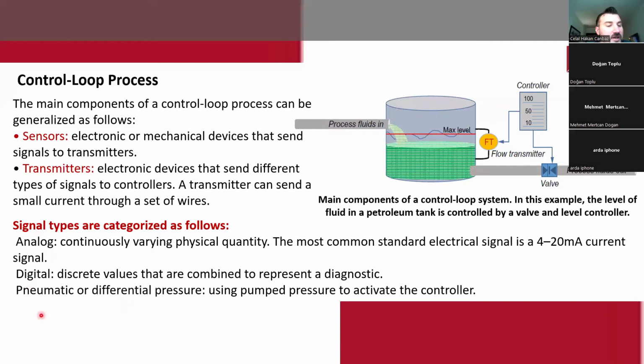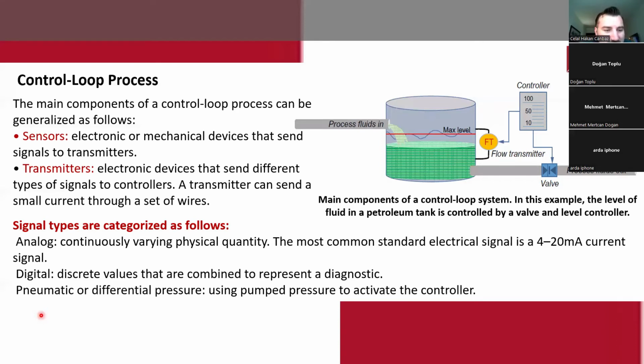The signal types are categorized as follows. We have different types of signals. One of them is the oldest conventional signal type, the analog signal, which is a continuously varying physical quantity. The most common standard electrical signal is a 4 to 20 milliampere current signal, a very small amount of current. The second one is the digital one, with discrete values that are combined to represent the diagnostic. The digital one is much more advantageous than the analog one in terms of diagnostics and maintenance.